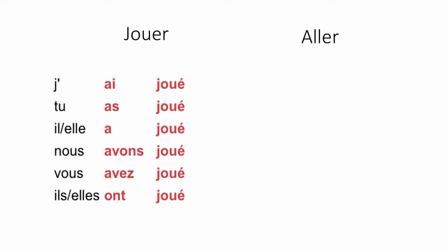If you check the list of the house of être, you will find that jouer takes avoir and aller takes être. So the first step is to write the subject. Second step is to write your auxiliary verb avoir in present. And the last step is to find the past participle.